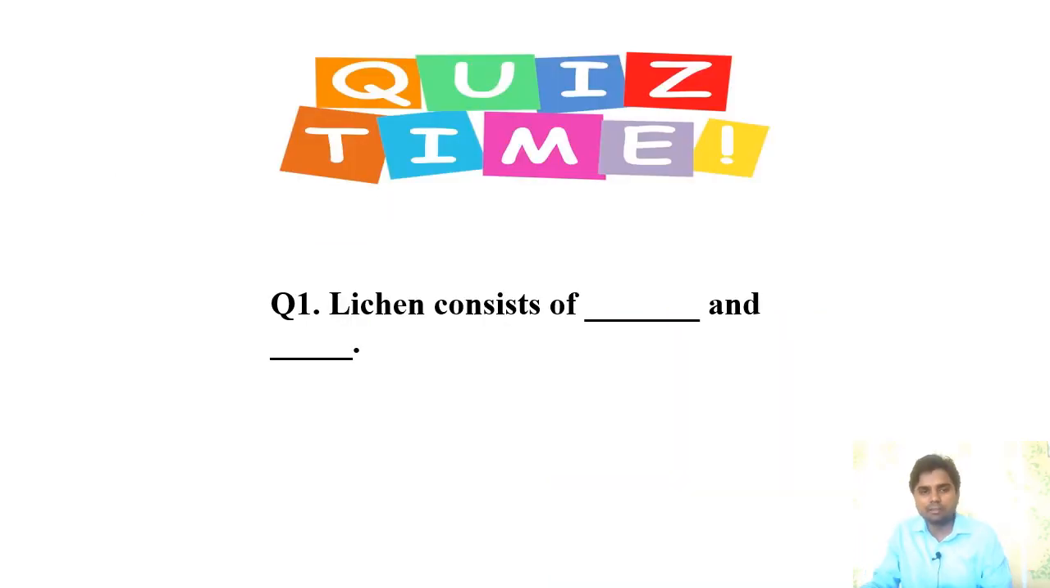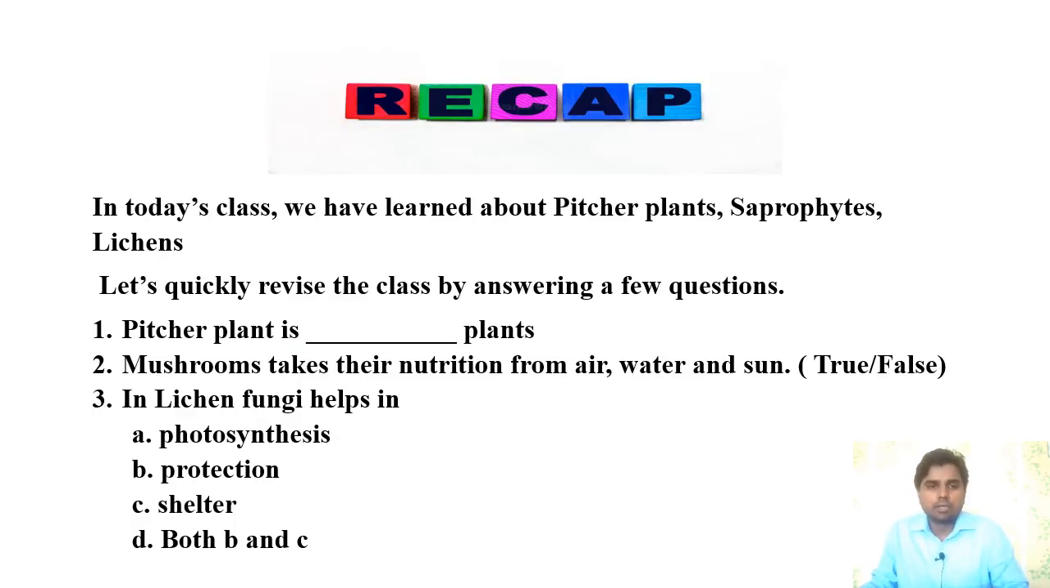So moving forward students. Lichen consists of dash and dash. We have studied right now that lichen consists of algae, which does photosynthesis, and fungus or fungi. Yes. So moving forward students. In today's class we have studied about pitcher plant, saprophytes and lichens, or symbiotic organisms. So pitcher plant is a dash plant. Everyone has to say, is it an insectivorous plant? Okay.